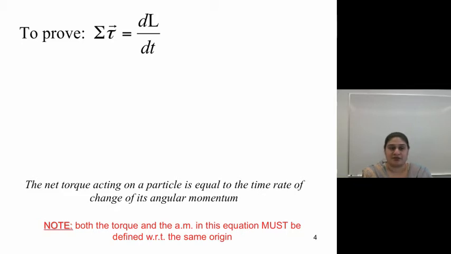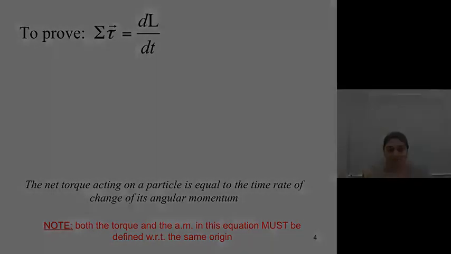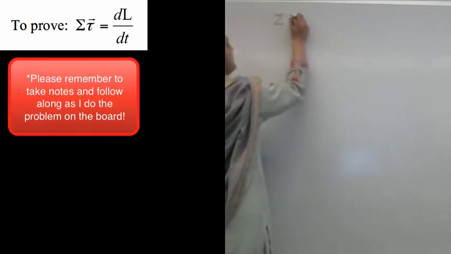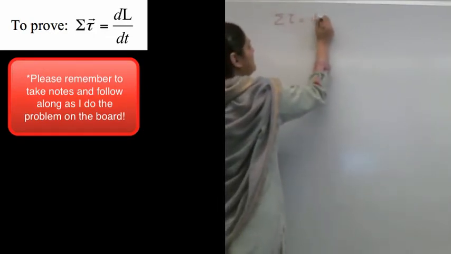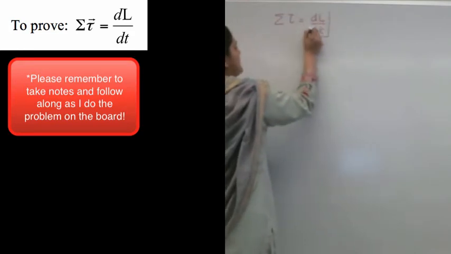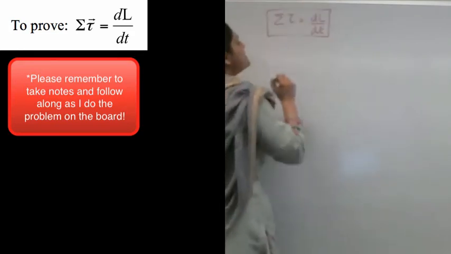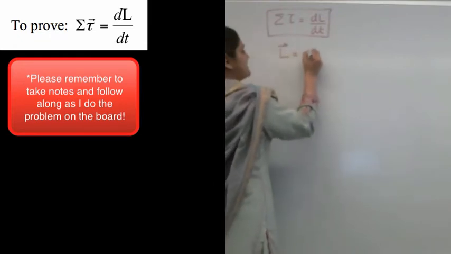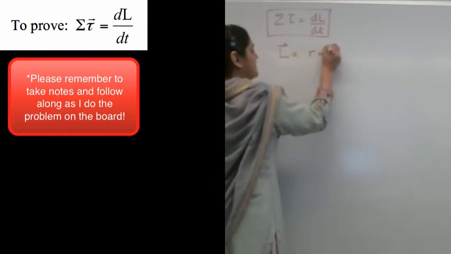Now let's do this proof. We want to show that the sum of the torques equals dL over dt. In other words, the net torque acting on a particle is equal to the time rate of change of its angular momentum. So I want to prove sigma torque equals dL over dt. This is what we need to prove. Let's start with the definition of L. Angular momentum is r cross p.